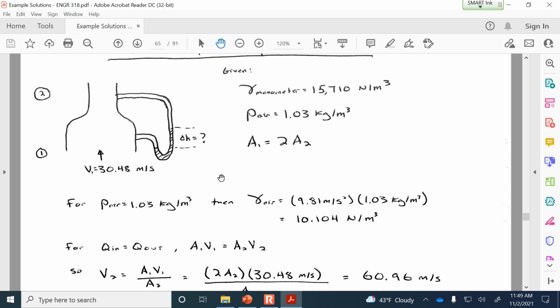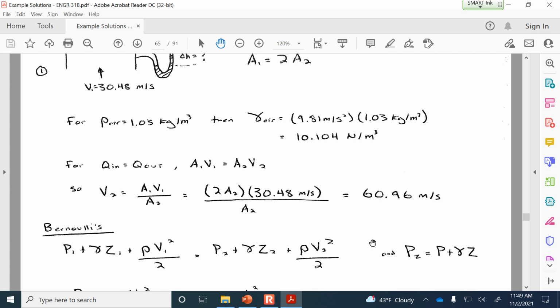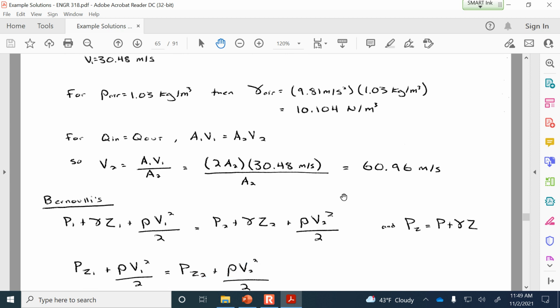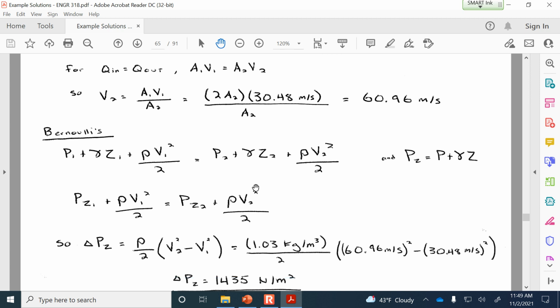So you can see that here at the top I've also calculated the unit weight of air, just because later we're going to need that when we substitute it into the Bernoulli equation. So calculating the velocity at 2, it is double the velocity at 1, so 60.96 meters per second. And then here's that same algebraic rearrangement that I put on the whiteboard showing how we get from Bernoulli's equation to the change in piezometric pressure on the left, and on the right, the density divided by 2 multiplied by the difference in velocity squared.